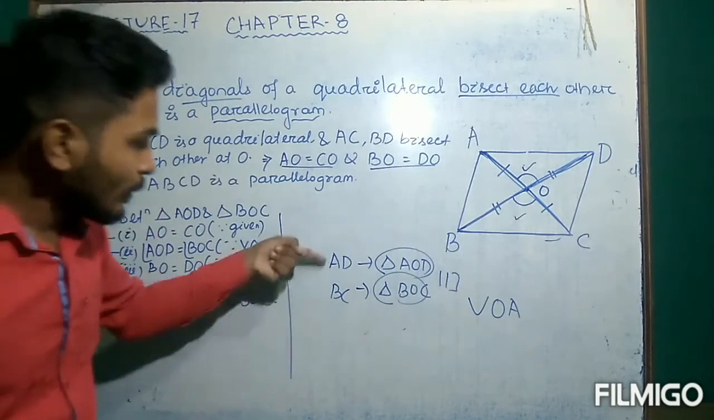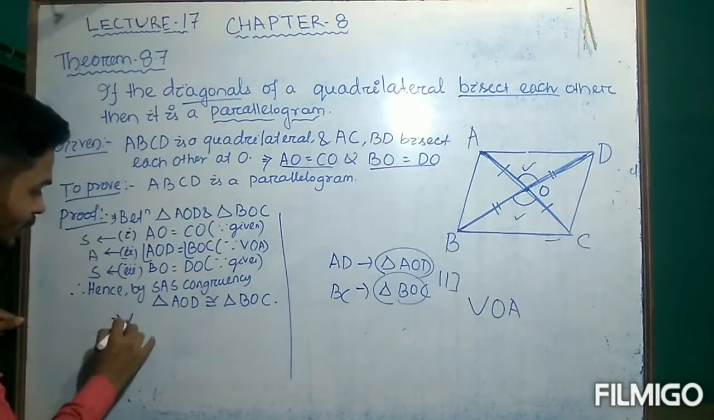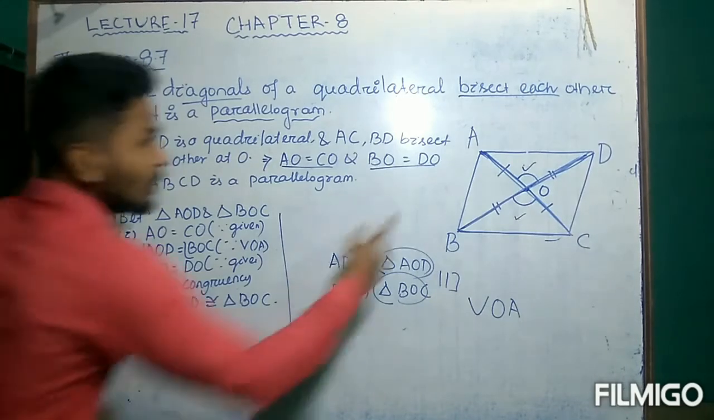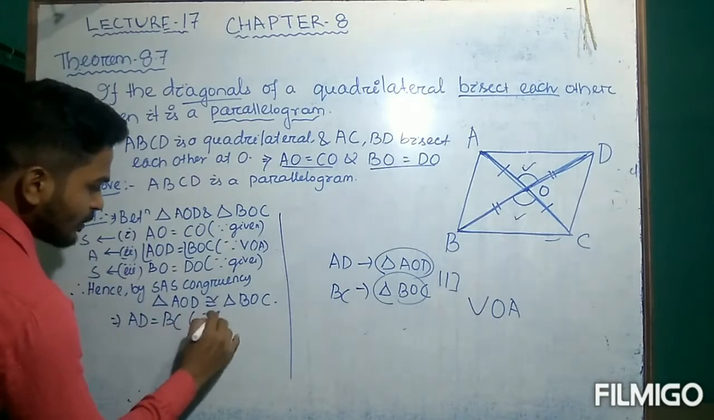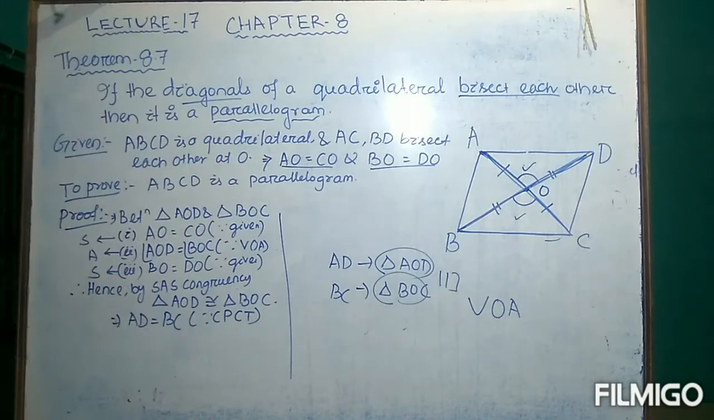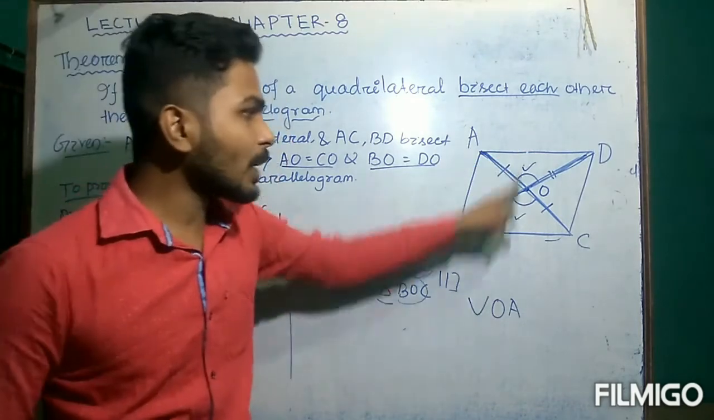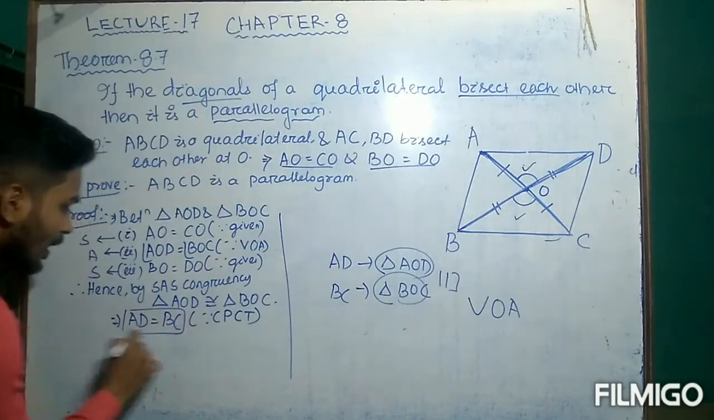So what can we write? We can write that their corresponding sides must be equal. So we can write AD is equal to BC. It is due to congruency, or you can write axiom 7.2. So what have we found? We have found this pair of opposite sides are equal.